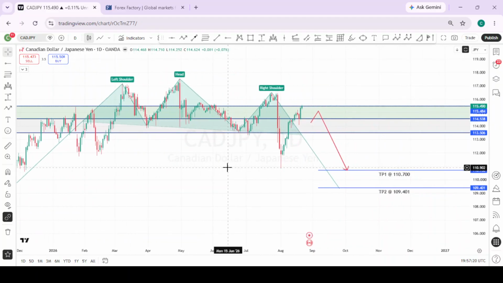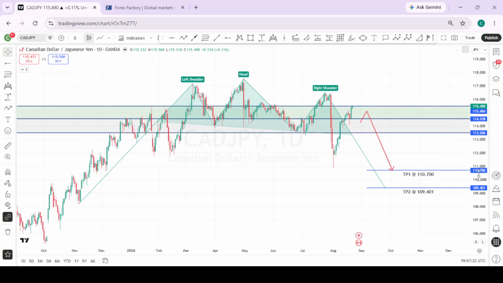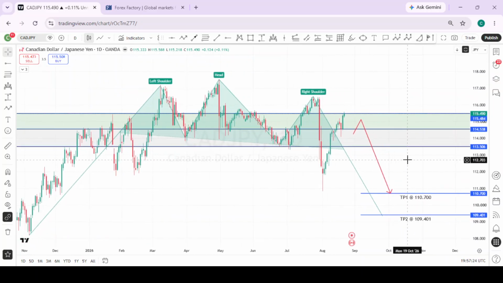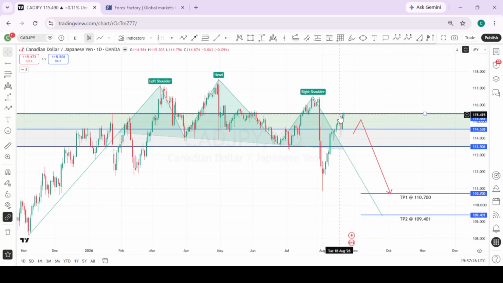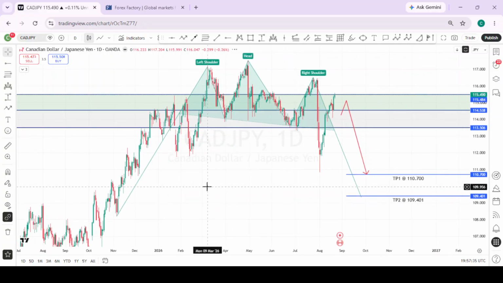This is CADJPY, and also it's a similar move as EURJPY, and we are expecting a reaction from this area of interest. Should price give us any possible reversals or bearish confirmations within this zone, we will look for selling opportunities to the various TPs we have below on CADJPY.